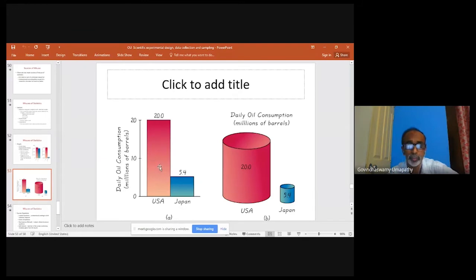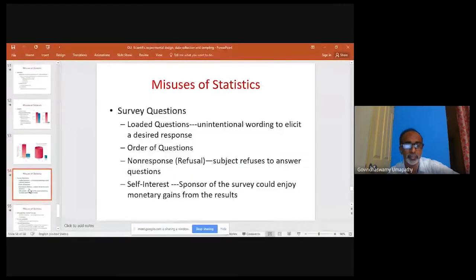So we should be very careful about scaling the data, especially I'm talking about scaling. Your scale should be identical, it should not be anything different, or conveniently changed to show your result is better.